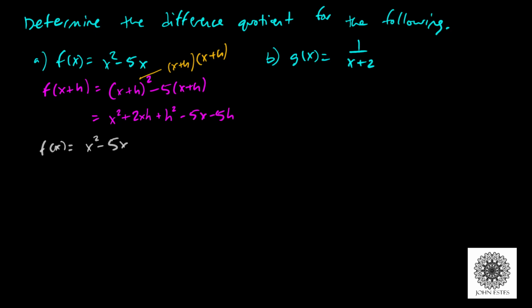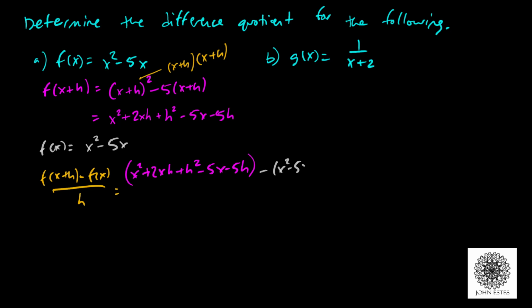So now putting these together, we have f of x plus h minus f of x all over h. I'm going to pull my pieces together. For f of x plus h, I have x squared plus 2xh plus h squared minus 5x minus 5h. That's my first expression. Then I have minus x squared minus 5x, and all that is over the expression h.